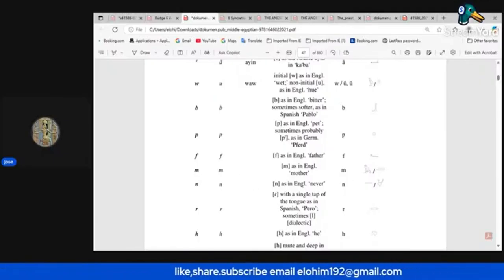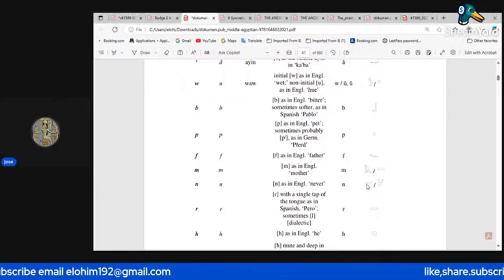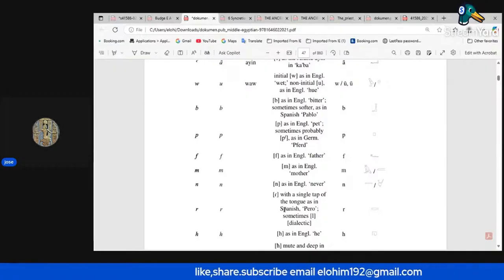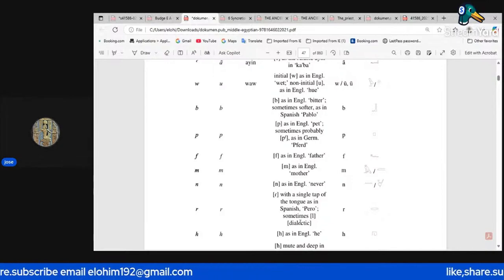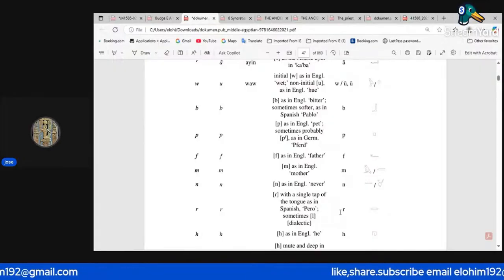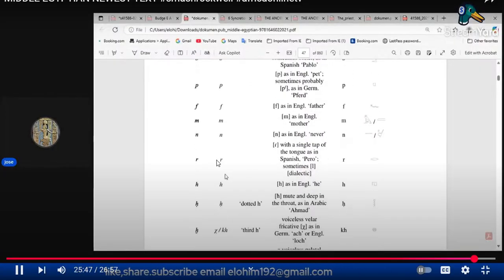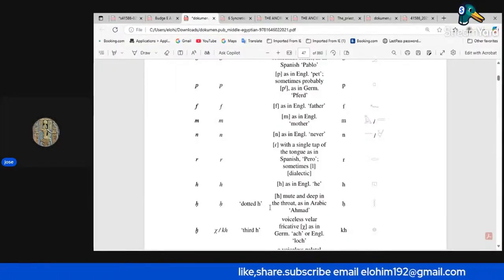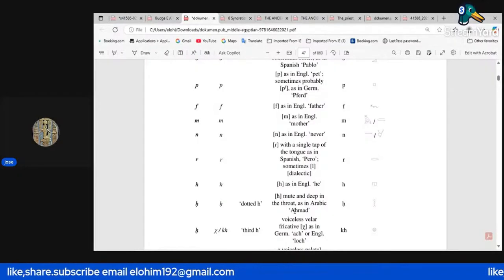So N as in English never, ne. So it's ne. This could be ne as well. With a single tap of the tongue as in Spanish. Pero sometimes ra. Pero ra. That's what they want you to get with that one. So you got the H as in he. So this is another H with a dot on it. Mute and deep in the throat as in Arabic. Ha.